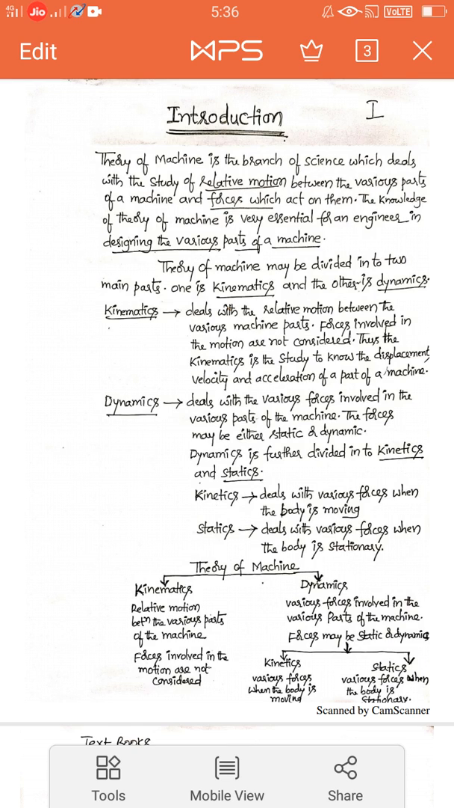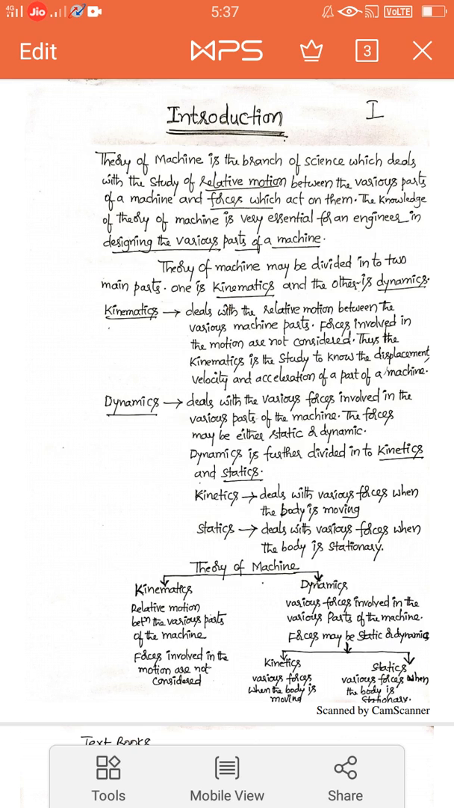The second part is dynamics. Dynamics is the one which deals with the various forces that are involved in the motion of each and every part of a machine. And these forces, the forces which are responsible for the motion, may be static or dynamic. Hence, dynamics is further divided into two more parts. One is kinetics and the other is statics.